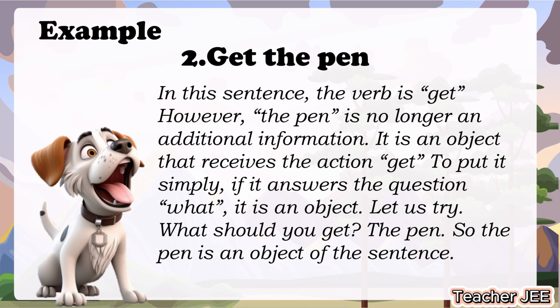Second example, get the pen. In this sentence, the verb is get. However, the pen is no longer an additional information. It is an object that receives the action, get. So pen is the receiver of the action. To put it simply, if it answers the question what, it is an object. Let us try, what should you get? The pen. So the pen is an object of the sentence.